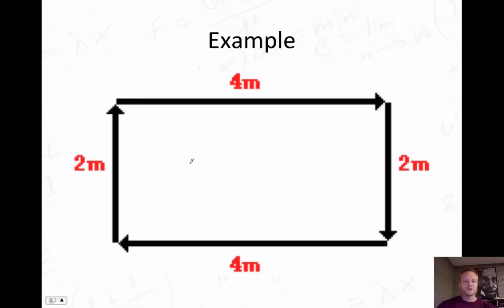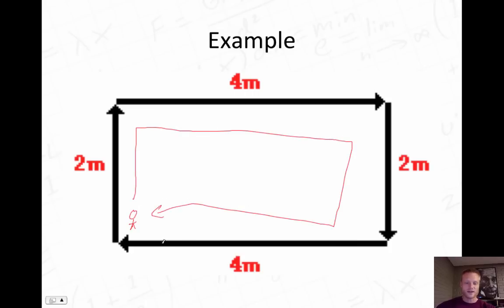Here's a good example of the difference between displacement and distance. Say I take my dog for a walk. Here I am, and I'm going to take a walk with my dog around this square. I wish I could draw better. I walk up 2 meters, to the right 4 meters, down 2 meters, and then left 4 meters.